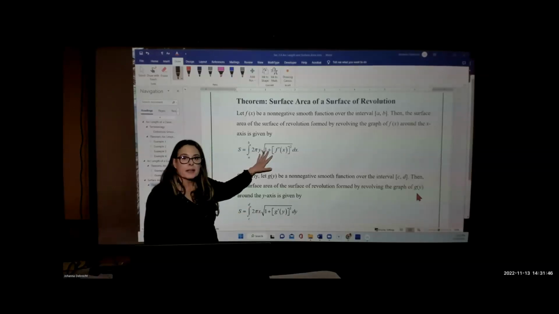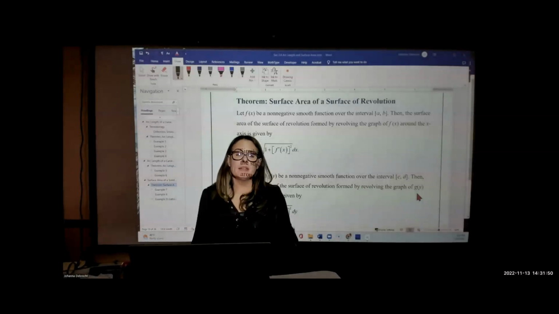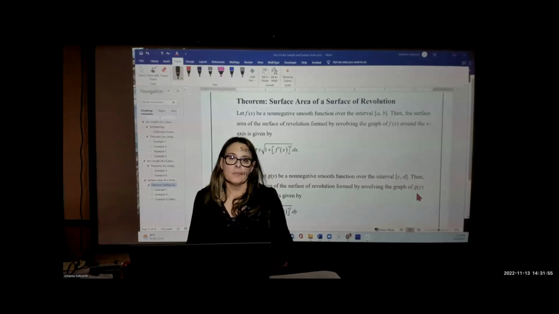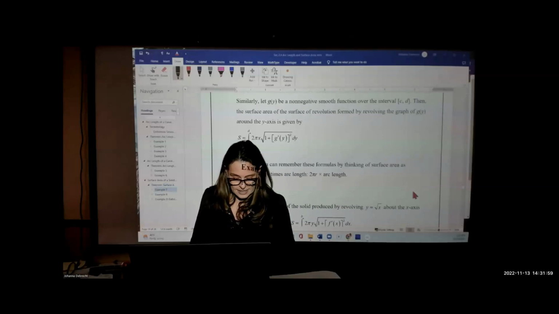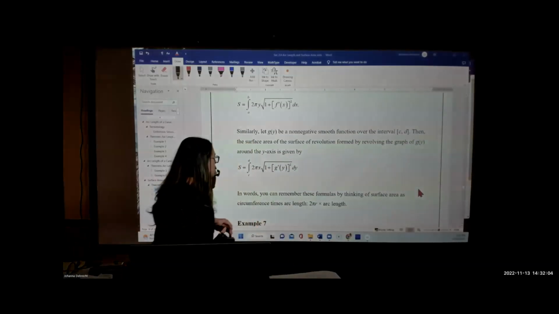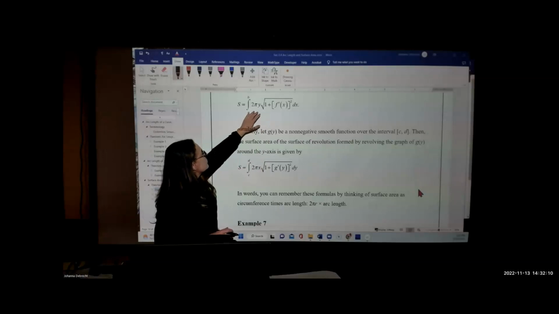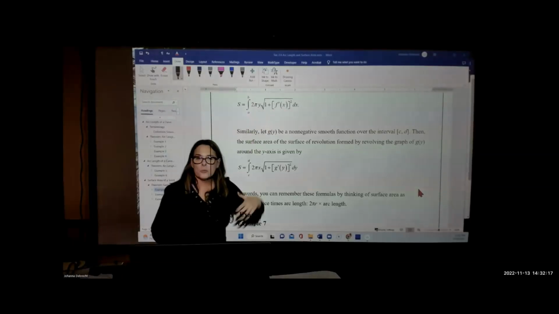So we can do it with respect to x, or we can do it with respect to y. It depends on which way the formula is more easily applied, depending on the function that we have. And we'll look at an example of that. Now, how do I actually remember these formulas? Well, this 2 pi y or 2 pi x, depending on which way you're integrating, if you think about what 2 pi y is, we know this is arc length. So what is 2 pi y?